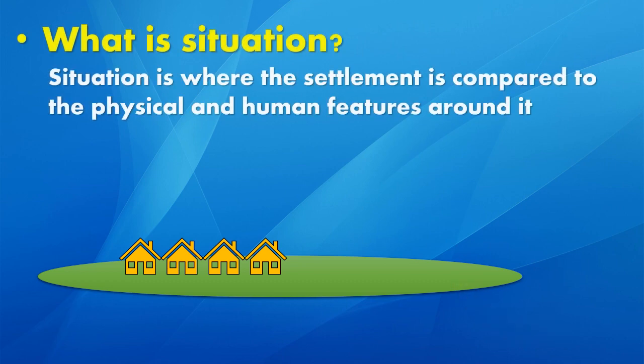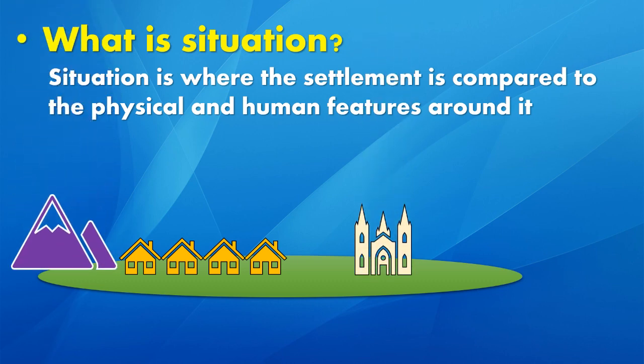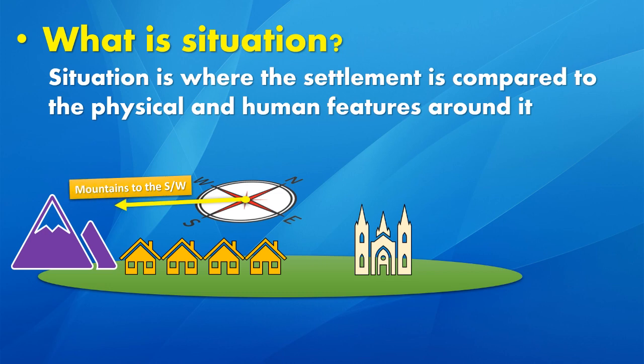Situation is where the settlement is compared to the physical and human features around it. So, relative to wherever the settlement is, if, for example, you had mountains and a cathedral, you would say the situation of this settlement is that you have mountains to the southwest of the settlement and a cathedral to the east. So you imagine you're in the center of the settlement, and that's what's in relation to you. That's your situation. This can be things like there is a river that carves from this direction to that direction. Anything in that sense is called situation.